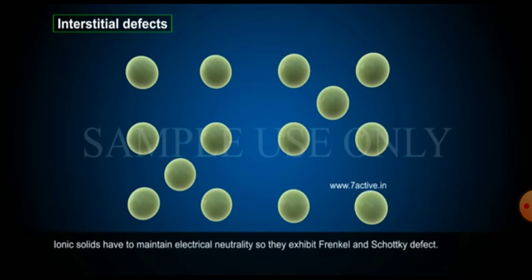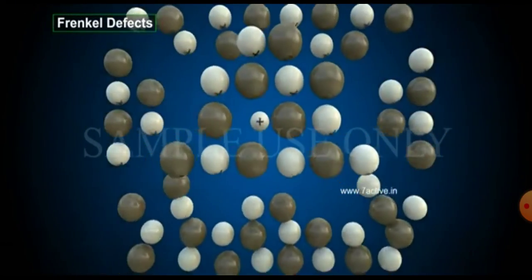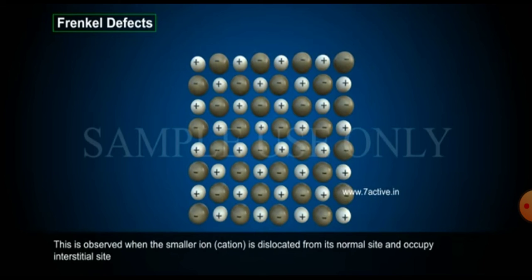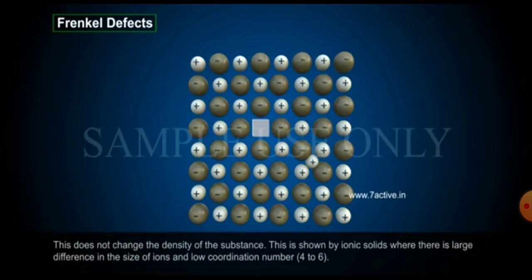Ionic solids have to maintain electrical neutrality, so they exhibit Frenkel and Schottky defects. Frenkel defect. This is observed when the smaller ion, the cation, is dissociated from its normal site and occupies an interstitial site. This does not change the density of the substance.